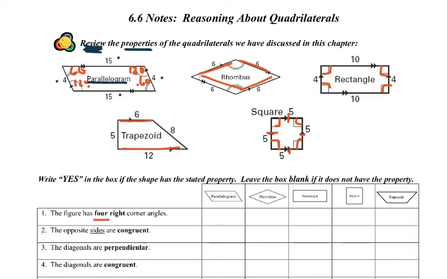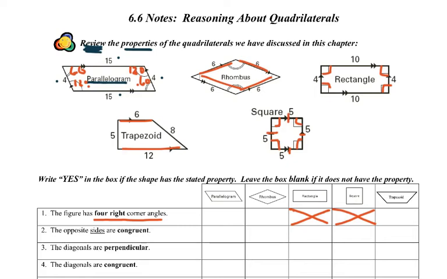So which shapes have 4 right corner angles? Do parallelograms? Not necessarily. What about rhombuses? Not necessarily. What about a rectangle? Yes, a rectangle always has 4 right corner angles. And what about a square? Yes. So if it doesn't always have 4 right corner angles, we don't check it.